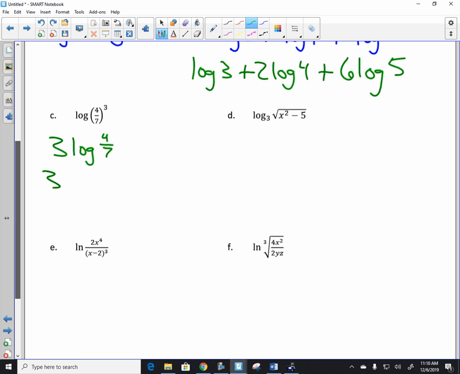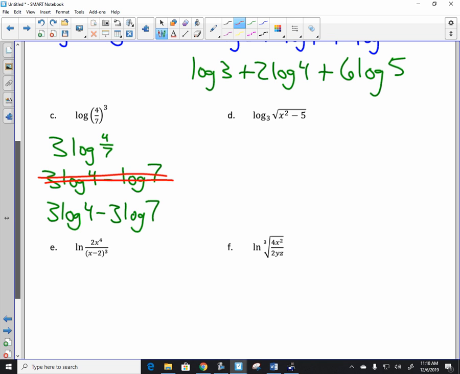Which is then 3 log of 4 minus the log of 7? Or is it 3 log of 4 minus 3 log of 7? Which one is it, the top or the bottom? Why? You're cubing both the 4 and the 7. Excellent. You guys brought your A game today, no doubt. It is the bottom one.